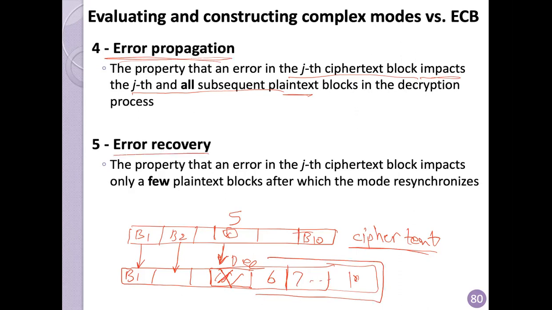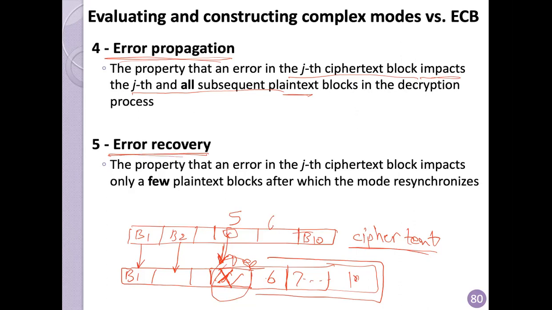If this doesn't happen, it means that only block number 5 is the block that we cannot decrypt, but the next blocks we can decrypt. In that case, we say that the mode of operation, or encryption mode, has the feature of error recovery. It means that one bit goes wrong and only one of the blocks we will not be able to decrypt later. But blocks after that block, for example, blocks 6, 7, 8, 9, 10, we are able to decrypt them. This property is called error recovery.